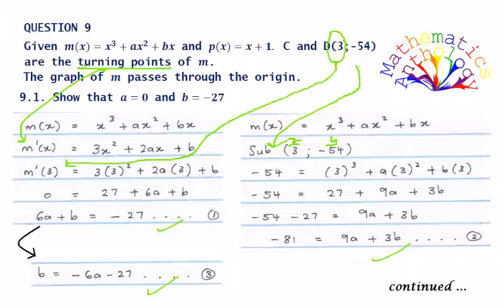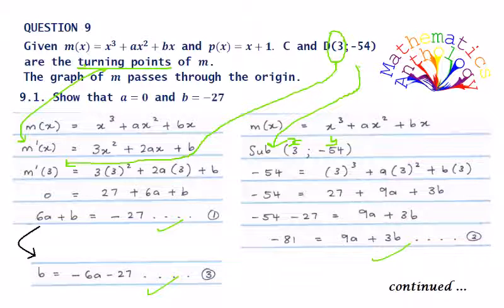And into this derivative, we substitute the x value of the turning point only. So we'll end up with m prime at 3 equals 3 into 3 squared plus 2a into 3 plus b. Open out all your brackets and equate to 0. So 0 is equal to 27 plus 6a plus b. Take your constants onto one side. So 6a plus b is equal to -27, and that's our first equation.